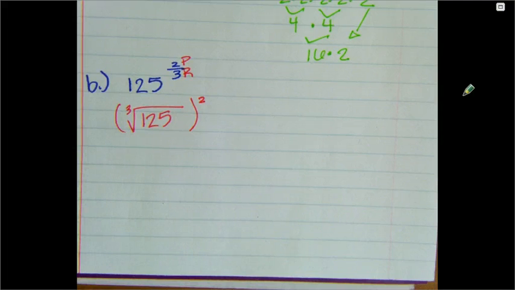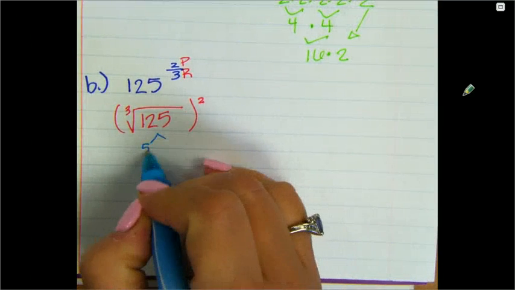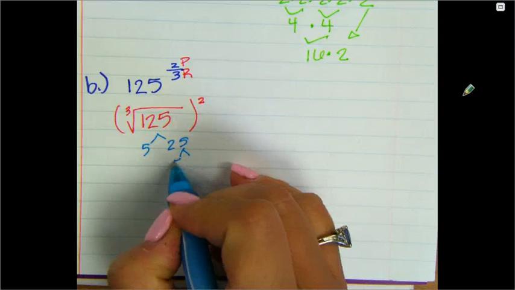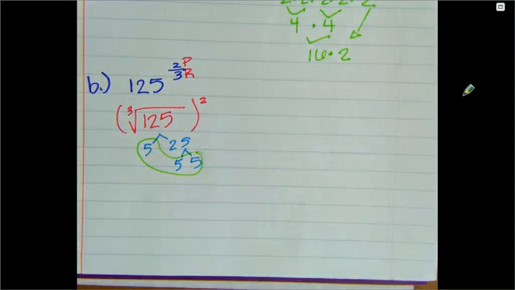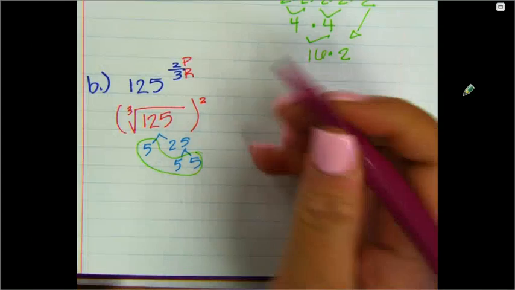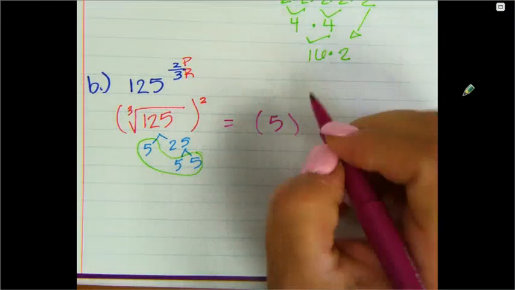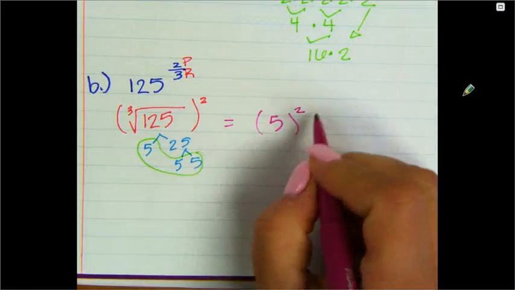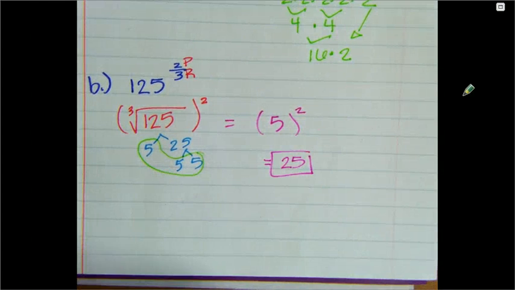Ready? What goes into 125? 5 and 25. What goes into 25? Good. Circling groups of how many? That is a group of 3, yes? Is there anything left over? No. Then I'm going to write what then? 5 to what power? To the second power. 5 squared is 25. We had an answer, 25. Good, you are correct.